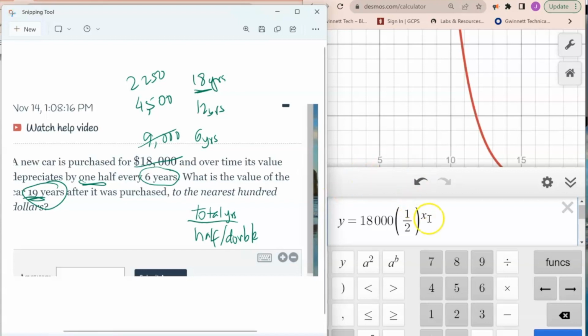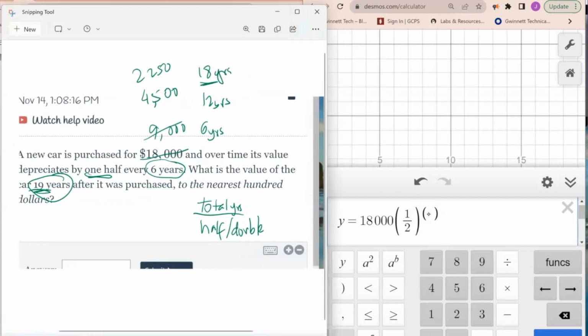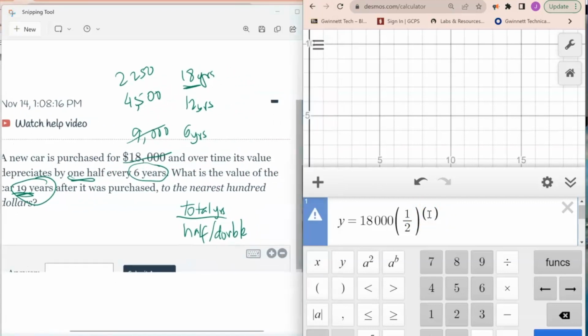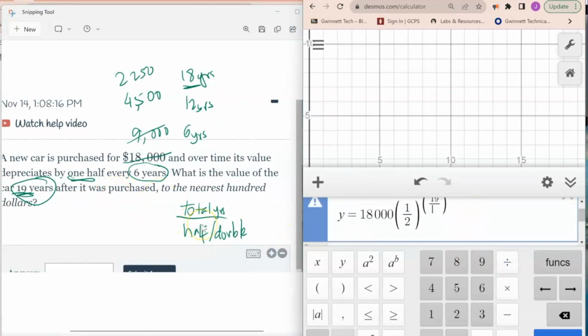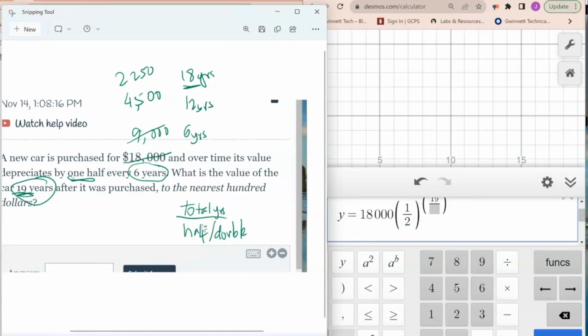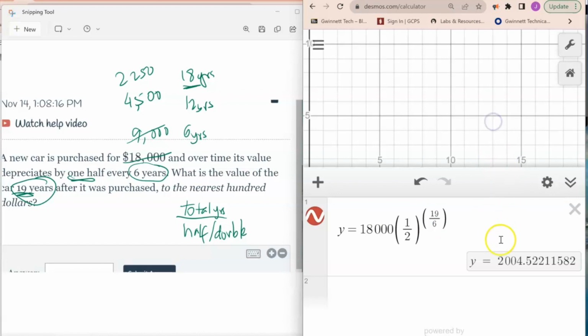Okay. All right. So when I come to x, I put that in parentheses, because if you don't put it in parentheses, it comes out of there for whatever reason. So I need the total number of years. What's my total number of years? 19. Okay, 19 divided by my years of my half-life or years of my double. In this case, it's every 6 years. And really what you're doing is you're just finding out, how do I make this bigger? You're just finding out exactly what this number is.